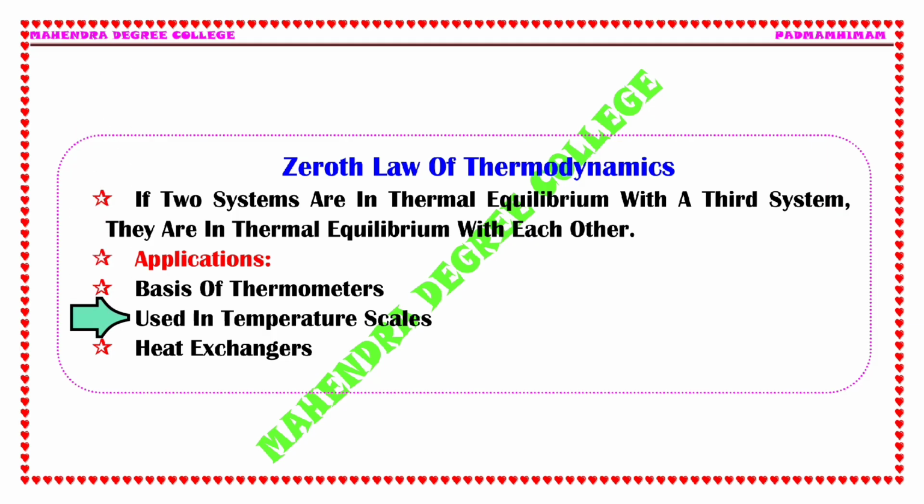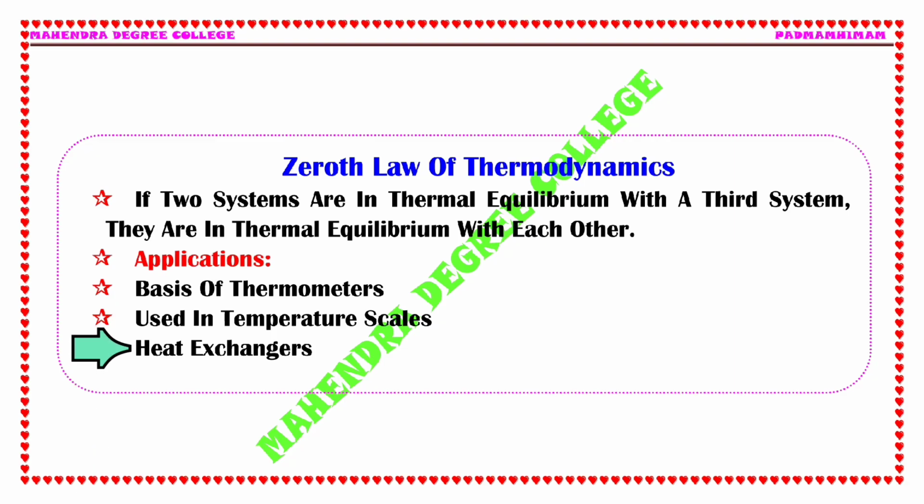Second one, used in temperature scales. It means the zeroth law provides a foundation to define temperature scales like Celsius, Fahrenheit, and Kelvin. Because of this law, temperature becomes a measurable physical quantity.